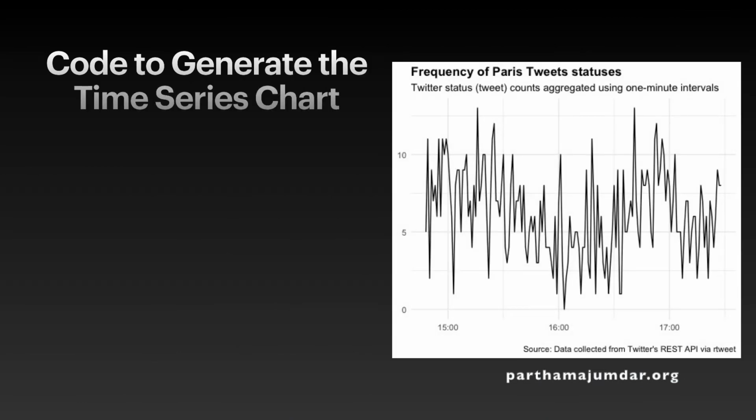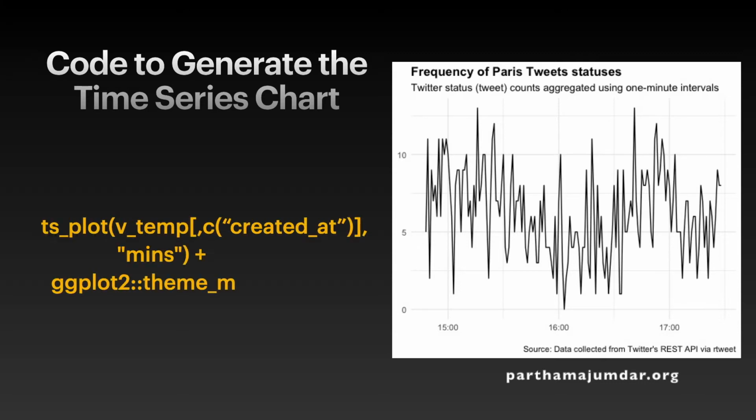Now on the right hand side, you see the time series chart that we will create. To create this time series chart, we will require the following code. We require the function ts_plot to create the time series chart, and then we will use ggplot. ggplot works in layers, so you can add many layers of ggplot2 functions to make this more attractive. I will show you a few of these layers in the demonstration when we do it in RStudio.